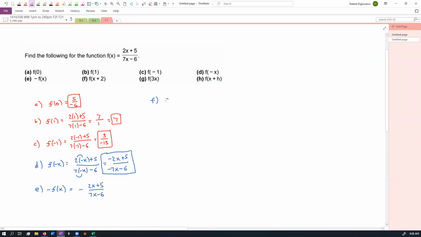Look at F. So for F, we want to plug in x plus 2. So this is going to be 2 times x plus 2 plus 5, and then 7 times x plus 2 minus 6. Distribute the 2, 2x plus 4 plus 5, and then 7x plus 14, and then, yeah, it's distributing through here, and then minus 6. So on the top, we get 2x plus 9. On the bottom, we get 7x. Take 6 away from that, we should get 8.